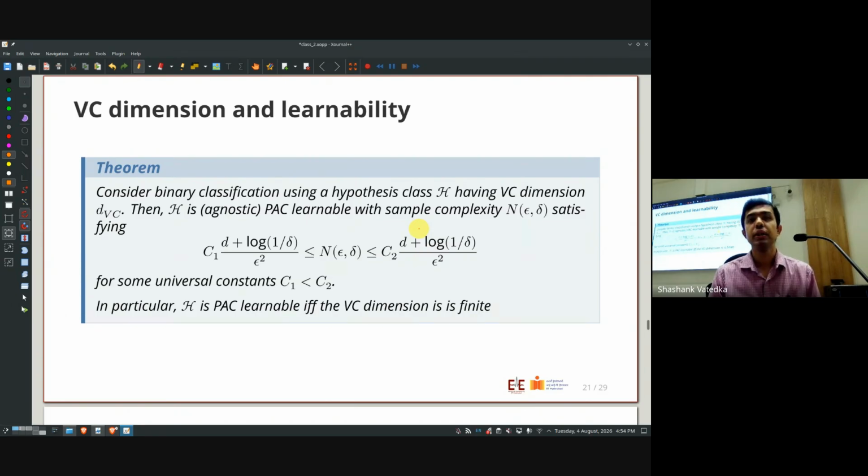If I'm training a linear classifier and the number of samples that I have is much smaller than d plus log 1 over delta, divided by epsilon square, then it means that I can't really achieve a small generalization error. So if you want to achieve a small generalization error, how many samples you need is determined by the sample complexity, which you get to know something about from the VC dimension.